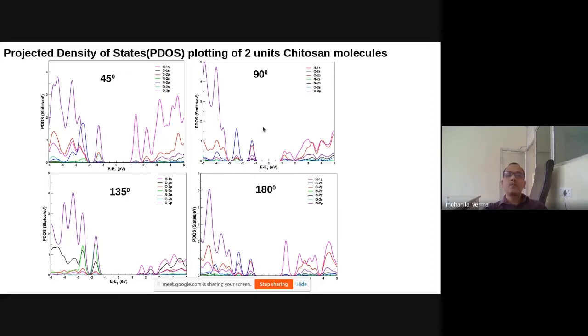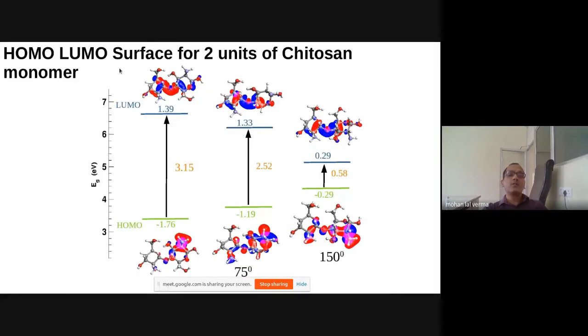And we also performed the transistor-based study. So this is the HOMO-LUMO plot, and the distribution of positive and negative charges is observed here in this beautiful figure. So this is the system which is 150 degrees rotated.